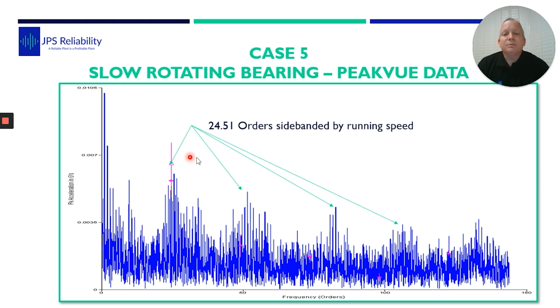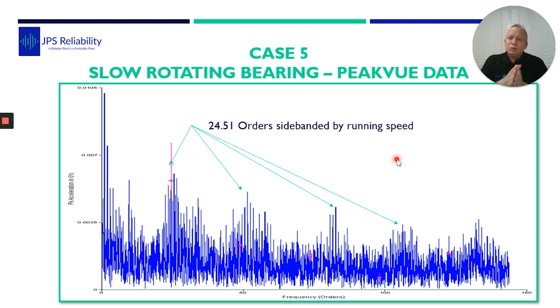0.0105, we could see we had a peak and some mounds, and these mounds were sidebanded by rotational speed, and the peak was at 24.51 orders, and that's the inner race defect frequency with a rotating inner race on this particular bearing. So we are confident we've got an inner race defect.